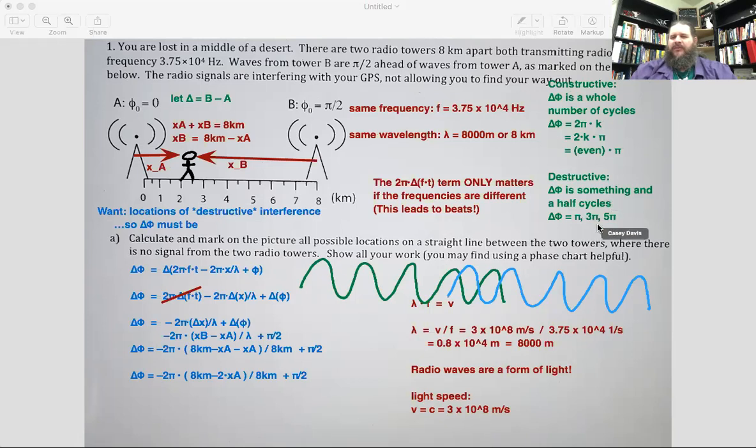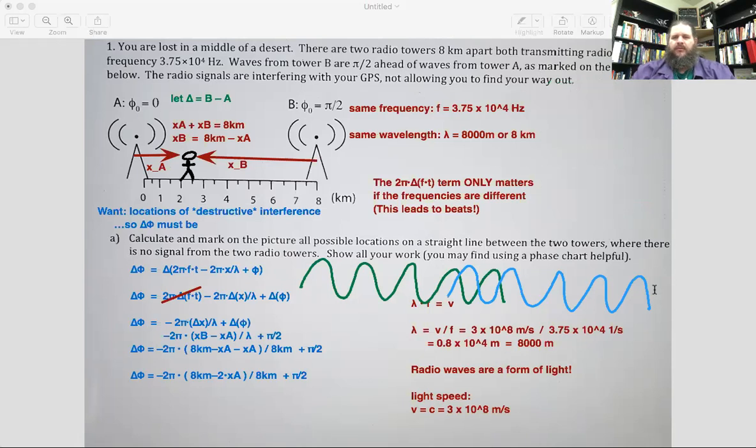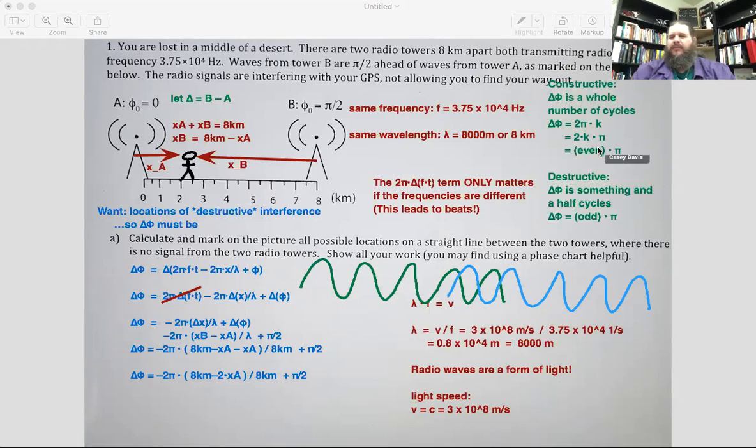What sort of multiples of pi will give you something and a half cycles? Odd numbers. Right. Any odd whole number times pi. And notice both of these have to be a whole number times pi. An even whole number times pi will be constructive because that's a whole number of cycles. An odd whole number times pi will be destructive because that's something and a half cycles.